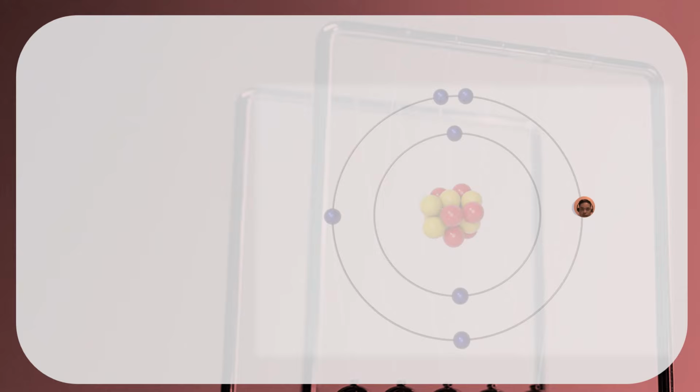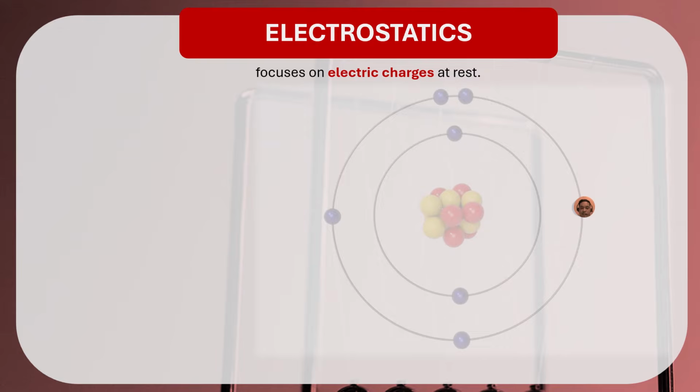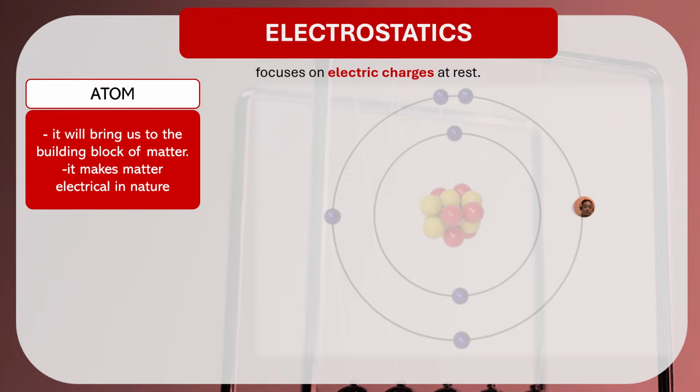As you can see in the picture, electrostatics, because that's the concern of this video, is one branch of electromagnetism, and it focuses on electric charges at rest. And I highlighted there electric charges. We can connect electric charges with the building blocks of matter, the atom itself. So it will bring us to the building block of matter when we discuss electric charges, and it makes matter electrical in nature.